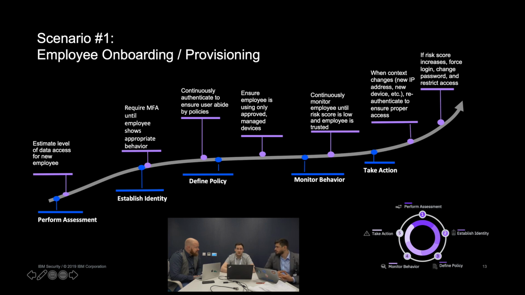And again, that's what we look at in the scenario when we complete it, with context changes, in terms of monitoring the behavior over time until the employee is trusted. If there's a new IP address or a new device, re-authenticate. We want to make sure you are who you say you are. And if the risk score increases, we force a login, we change passwords, and we restrict access based on what they can access as well. So from start to finish, through steps 1 to 5.